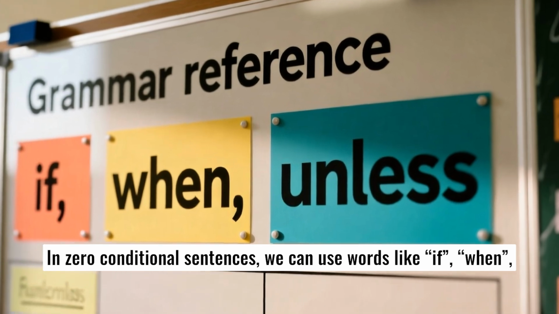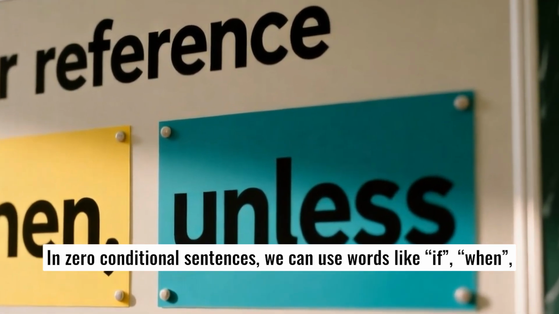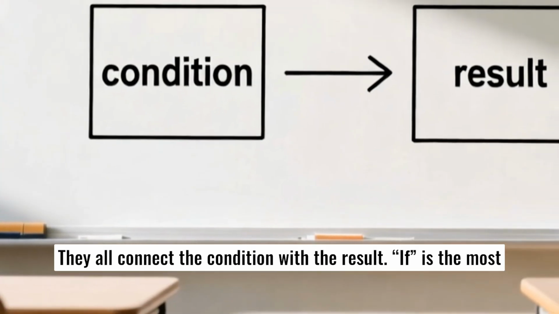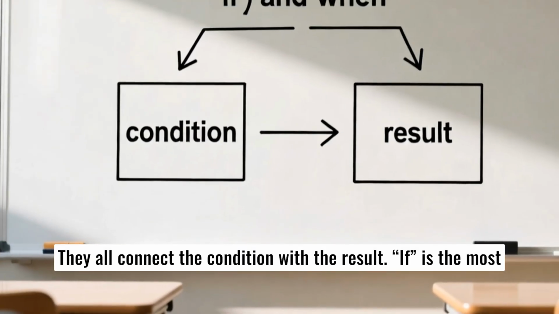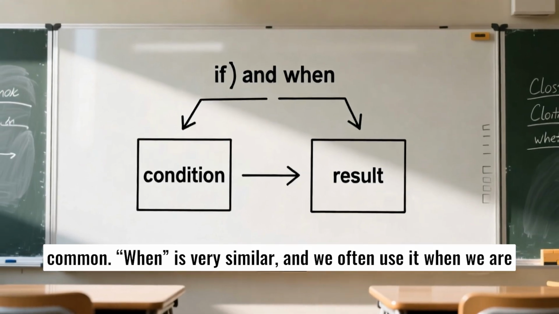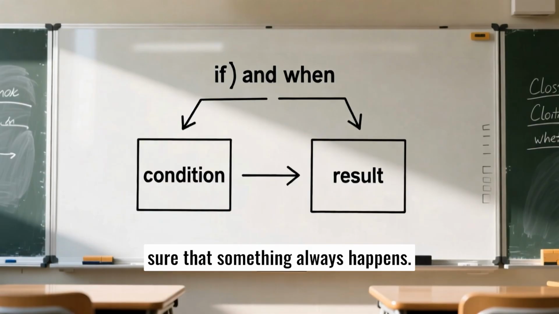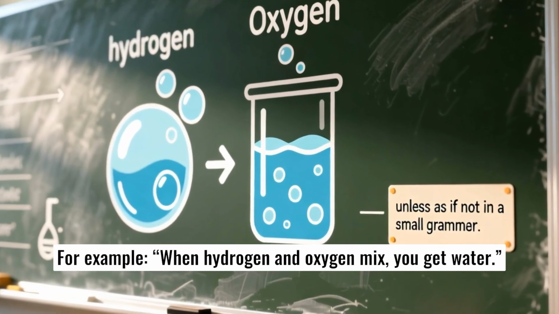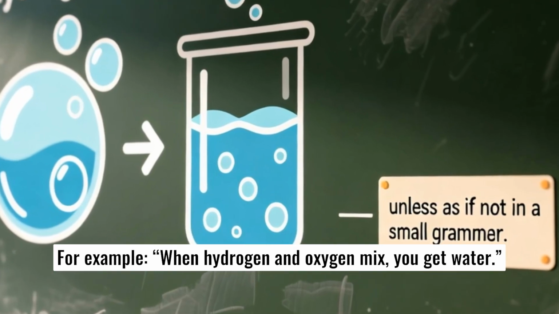In zero conditional sentences, we can use words like if, when, and unless. They all connect the condition with the result. If is the most common. When is very similar, and we often use it when we are sure that something always happens. For example, when hydrogen and oxygen mix, you get water.